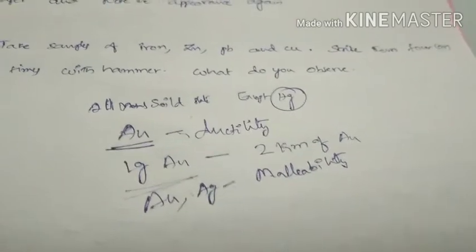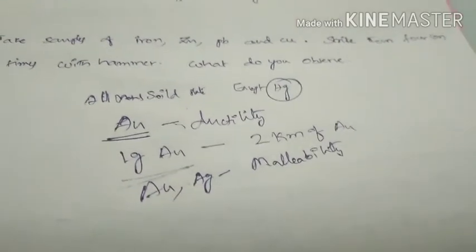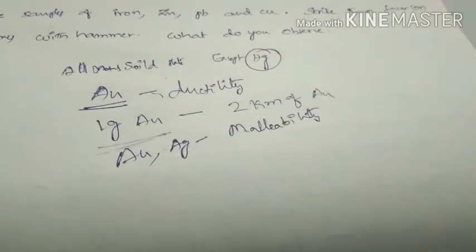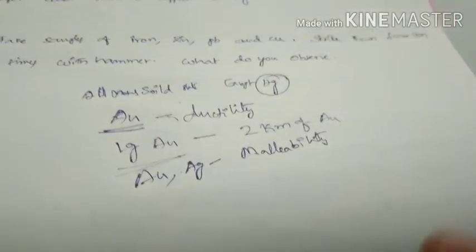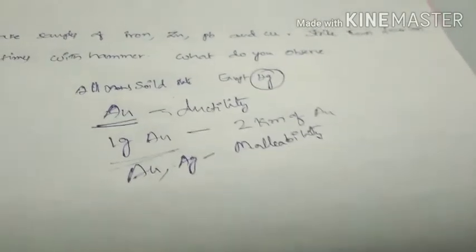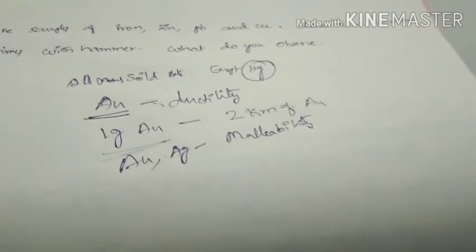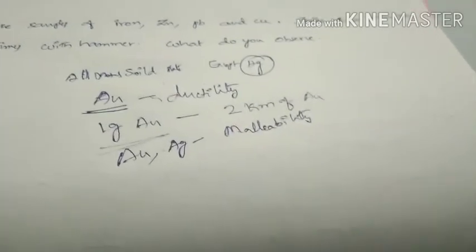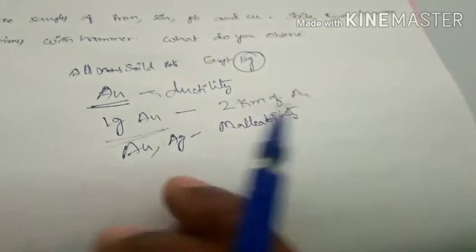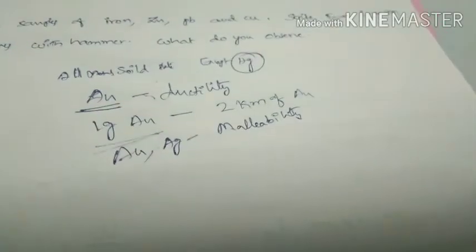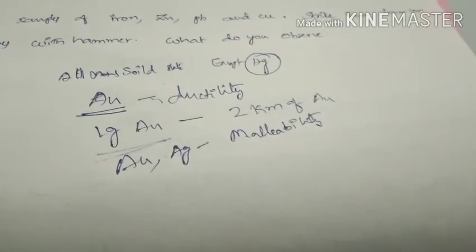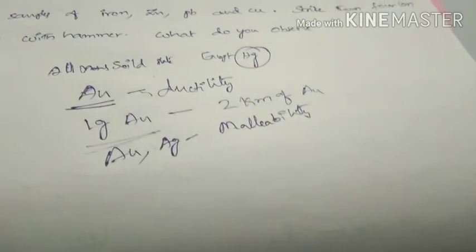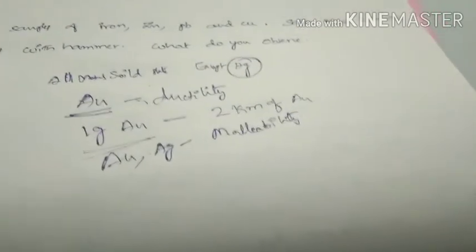Next, one more thing. All metals conduct electricity. But some metals exhibit more conductivity, some metals exhibit less. We will discuss those points later. So that is also one of the physical properties of metals.